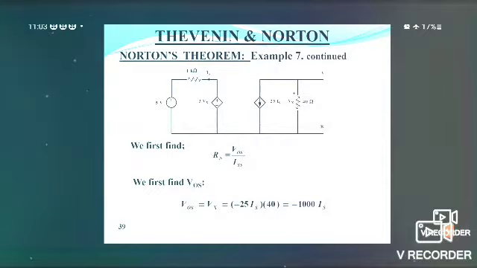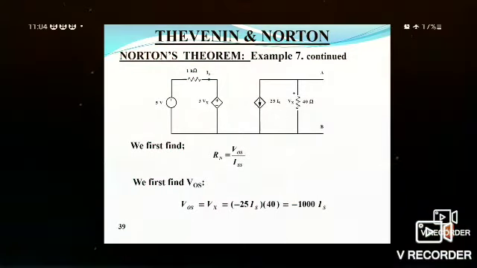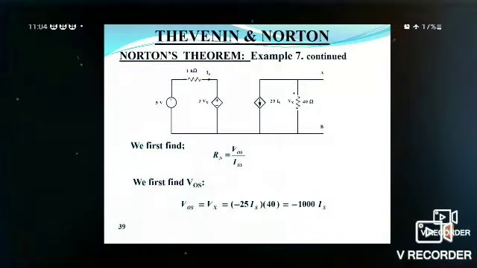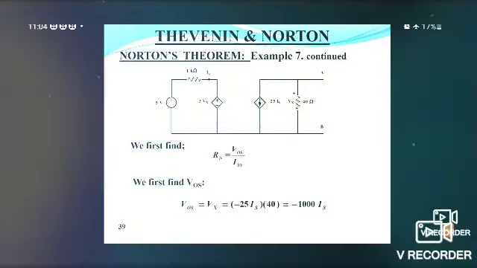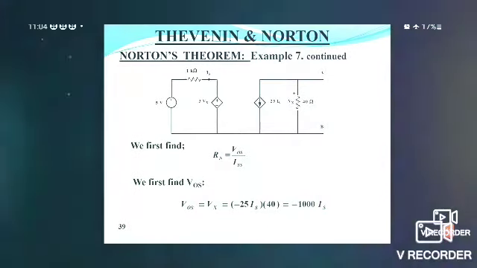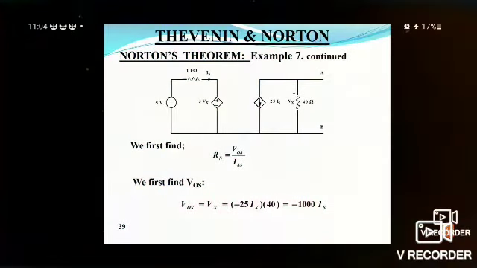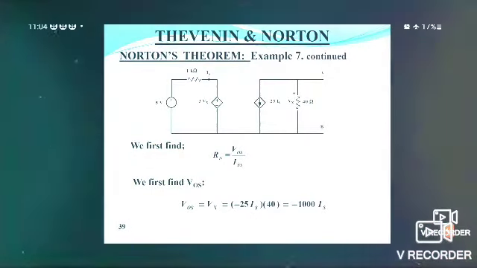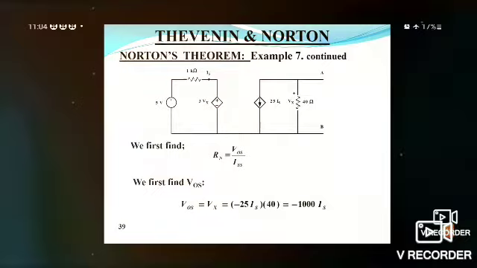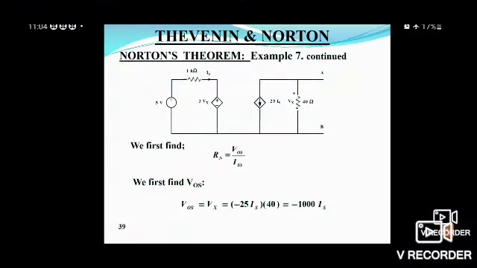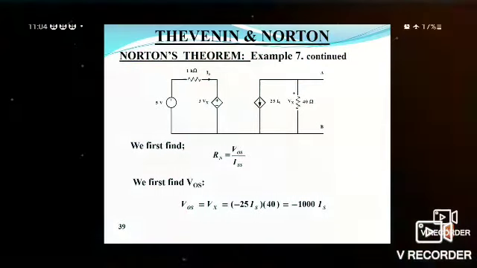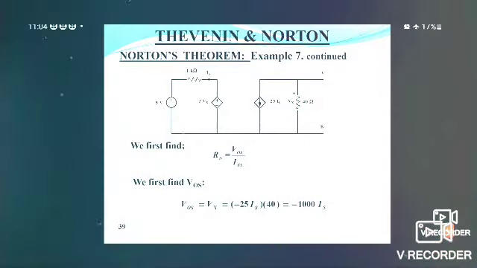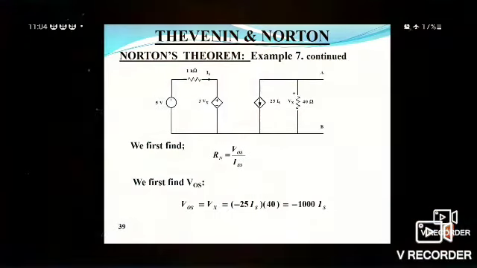So first we have to find the value of Norton resistance, that is equal to VOC by ISC. VOC is Vx, that is equal to minus 25 into IS into 40. Since they are in parallel, the voltage is the same. Therefore by using Ohm's law, V equal to I into R, where I is 25 into IS and R is 40 ohm. Therefore the value of Vx is minus 1000 into IS. So the open circuit voltage VOC is minus 1000 into IS.